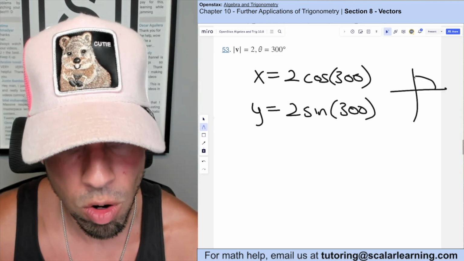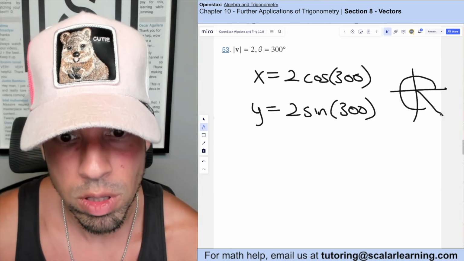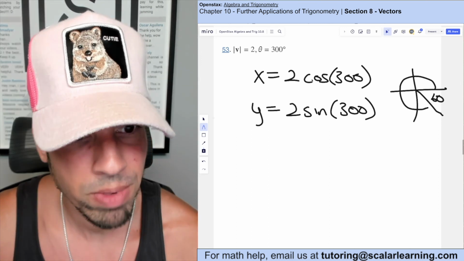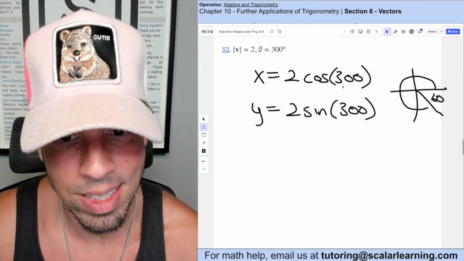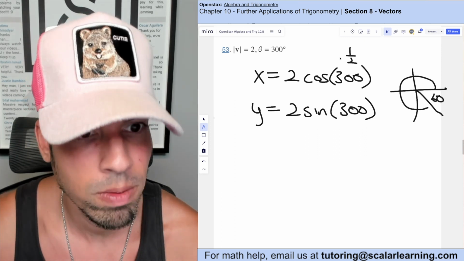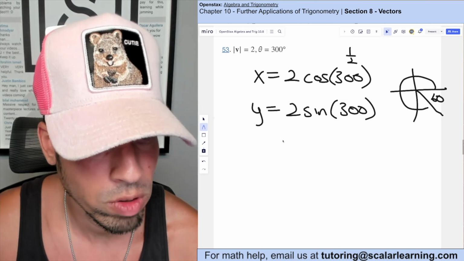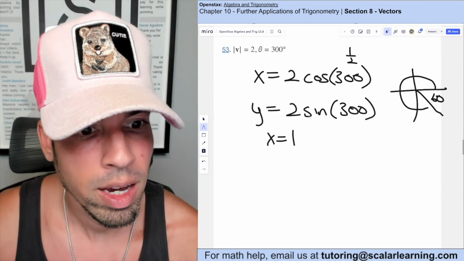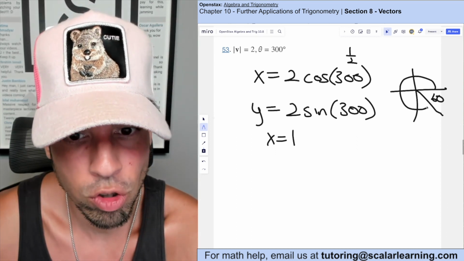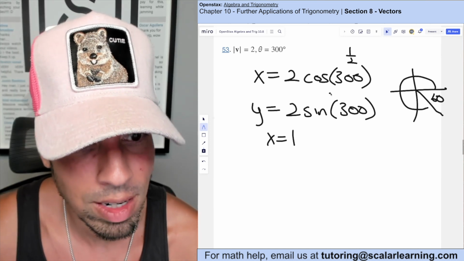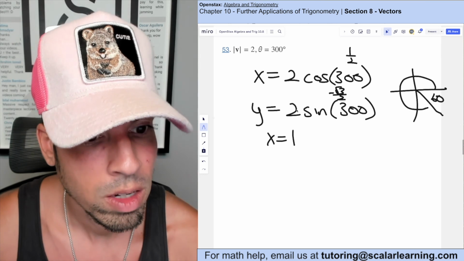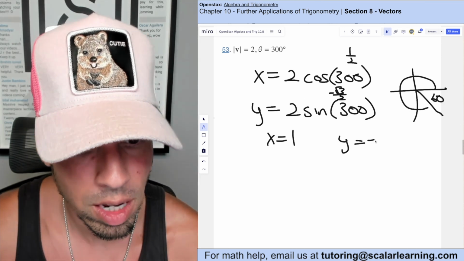If you remember, it's all the way here with a nice reference angle of 60 degrees. So we can now figure this out. Cosine of 60 is actually 1/2, and in quadrant 4, it's still positive. So it's going to be 1/2 times 2, so x is 1. And then sine of 300, or sine of 60, is going to be rad 3 over 2. Since we're in quadrant 4, that's negative rad 3 over 2. So negative rad 3 over 2 times 2 is negative rad 3.